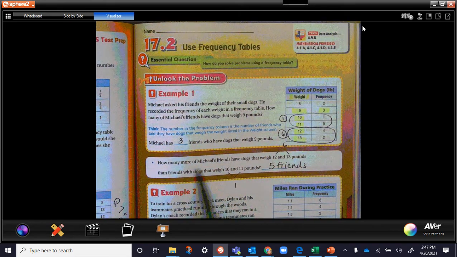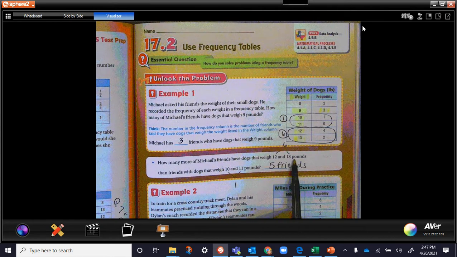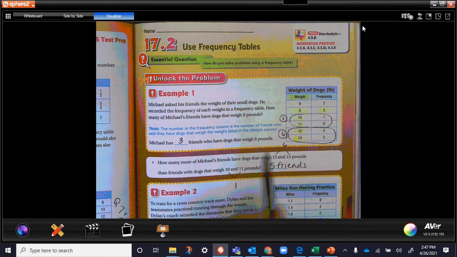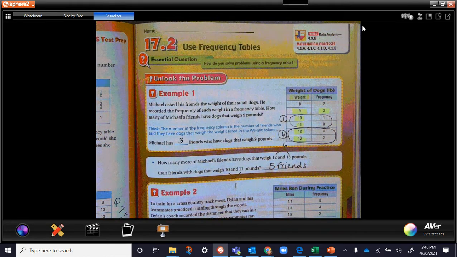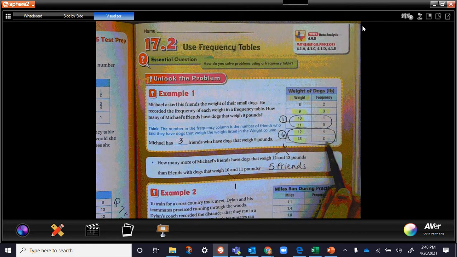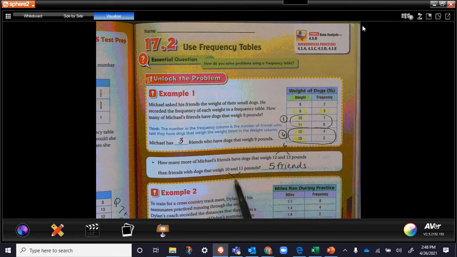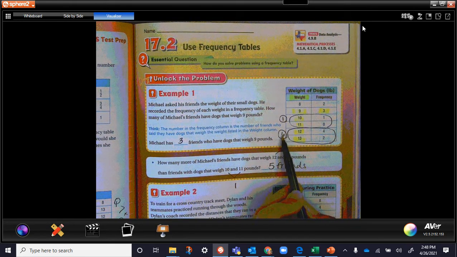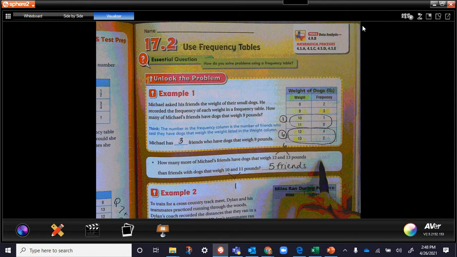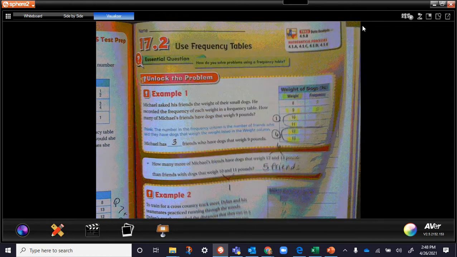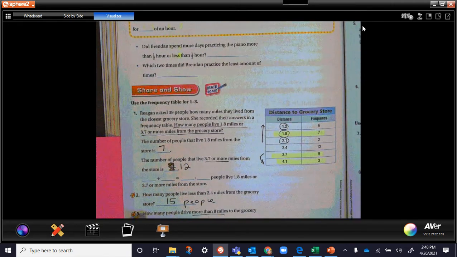Then it says how many more of his friends have dogs that weigh 12 and 13 pounds than friends with dogs that weigh 10 and 11. So now we're combining some amounts. We're going to take all the 12s and 13s and add up. So 4 and 2 is 6. Then we're going to take the 10 and 11. 1 and 0 is 1. So if I want to know how many more this is, I've got to do 6 minus 1, which equals 5.